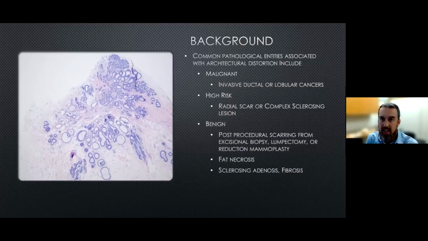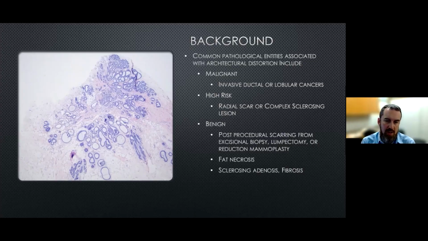Common pathologic entities associated with architectural distortion, of course, include malignancies, particularly invasive ductal or lobular cancers. And architectural distortion tends to be a marker of more slow-growing malignancies. It's related to that desmoplastic response, which causes the distortion to appear. You can also see high-risk lesions, such as radial scar or complex sclerosing lesions with atypia.